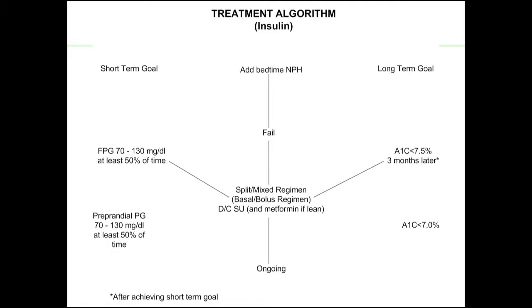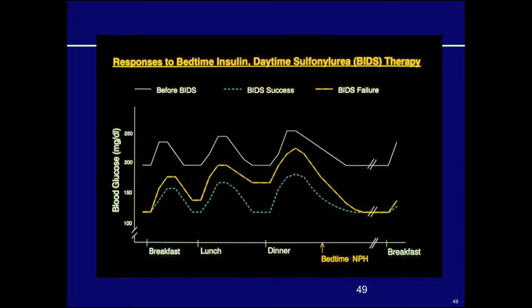So then we go on to bedtime NPH insulin if we fail the other medications. And the rationale for that is this. So here's a cartoon, fasting glucoses on pills. You start at around 200, postprandially you go up.